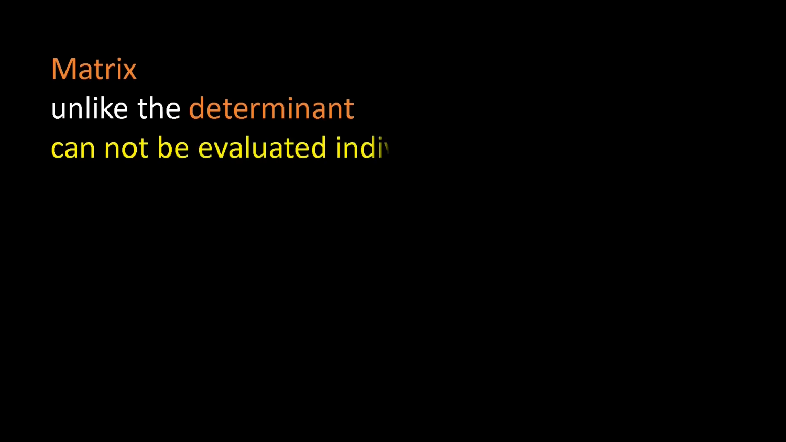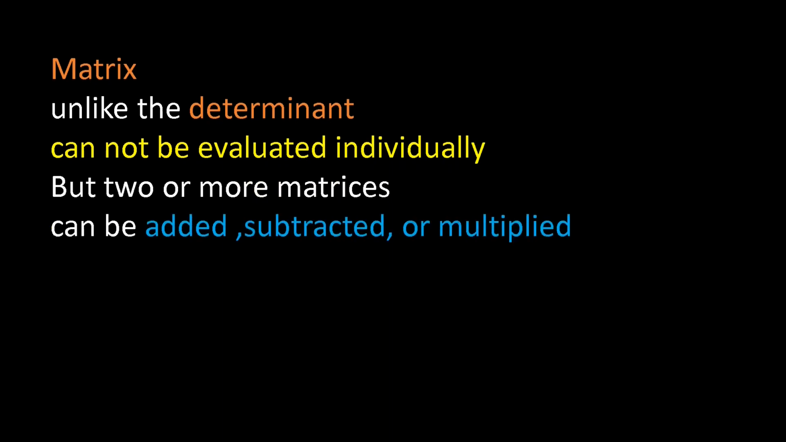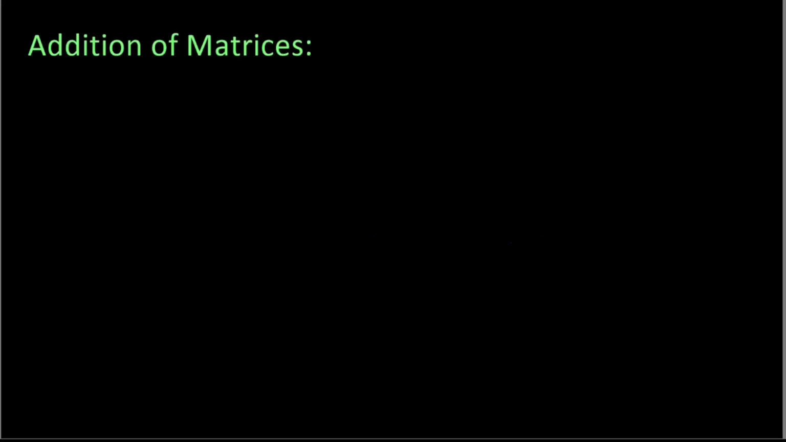Matrix, unlike the determinant, cannot be evaluated individually, but two or more matrices can be added, subtracted, or multiplied following certain rules. Addition of matrices. When we add two matrices, we add their corresponding elements. Therefore, it is important that the two matrices must have the same order.